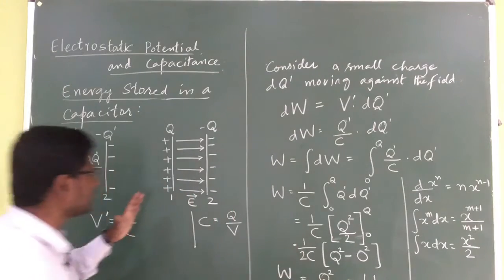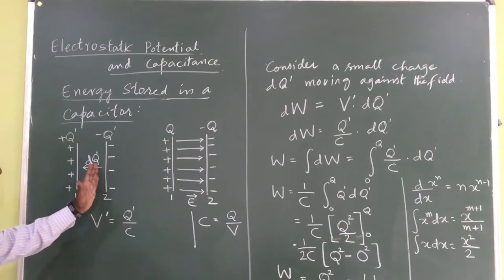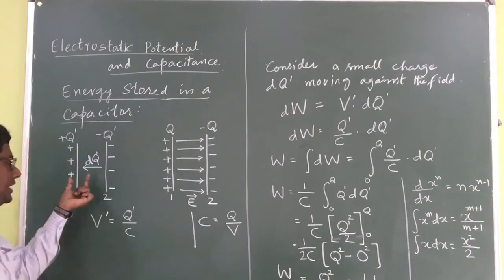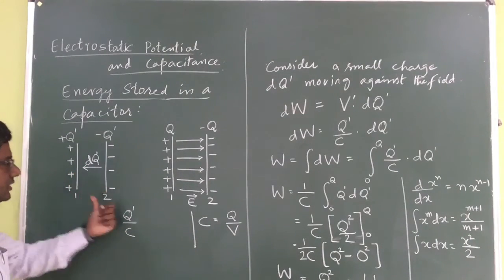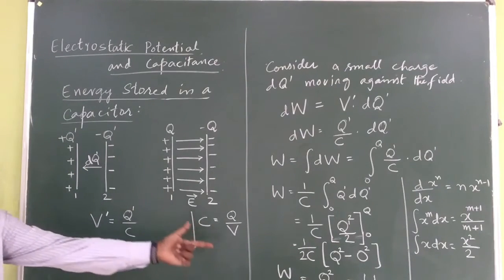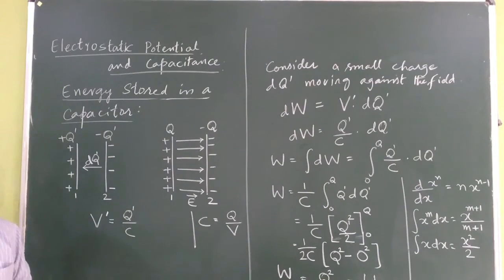So what we did here, we moved the charges between the plates against the field. The field was going from left to right. We were moving the charges from right to left. So in moving those charges, we are going to do some work. And that work is going to be stored in the form of potential energy.